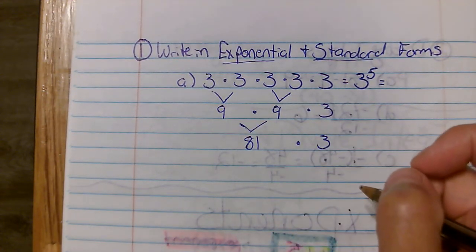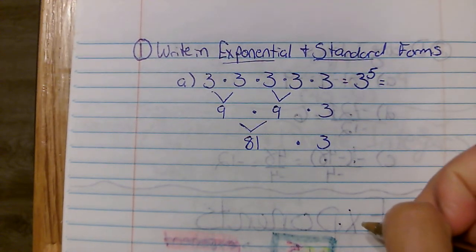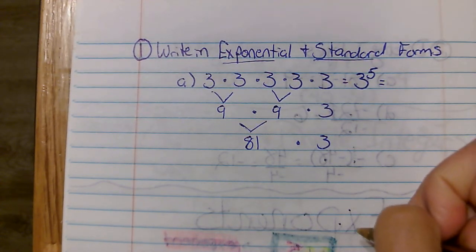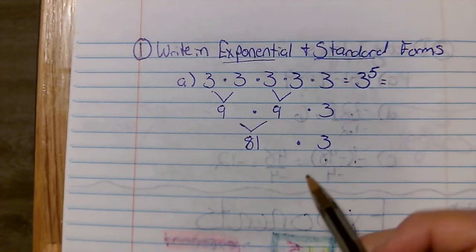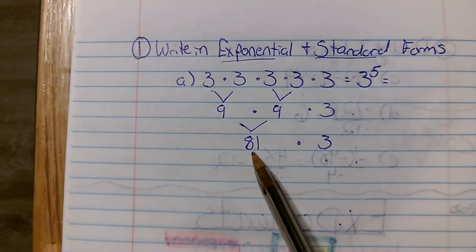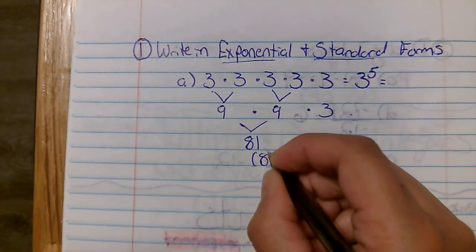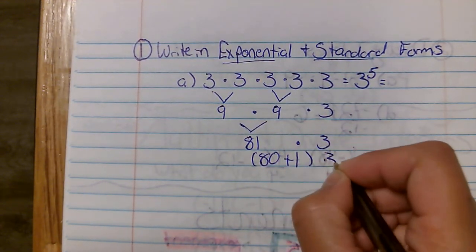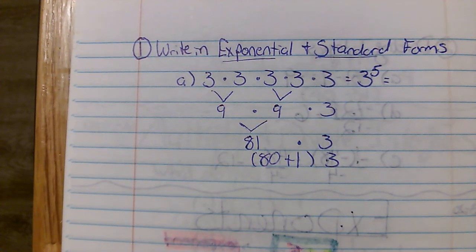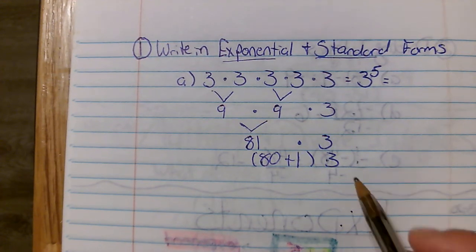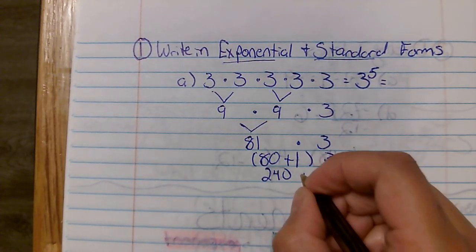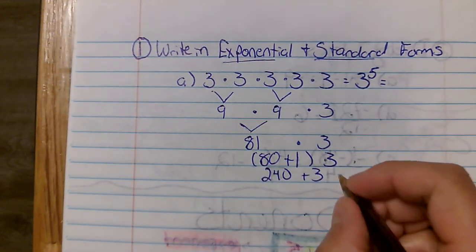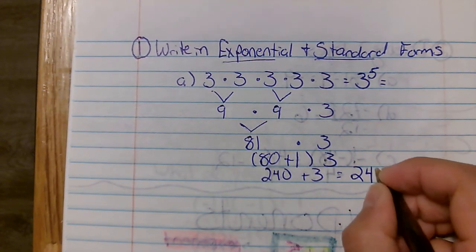Now here you could hop into your calculator, but I'm going to use the distributive property of multiplication over addition. So, I'm going to think of 81 as 80 plus 1. And then I will multiply by that 3. That way I can do it in my head and I don't even have to go to my calculator. So I'll think to myself, 3 times 80, well, that would give me 240. 3 times 1 would give me 3. So 3 times 81 is going to be 243.